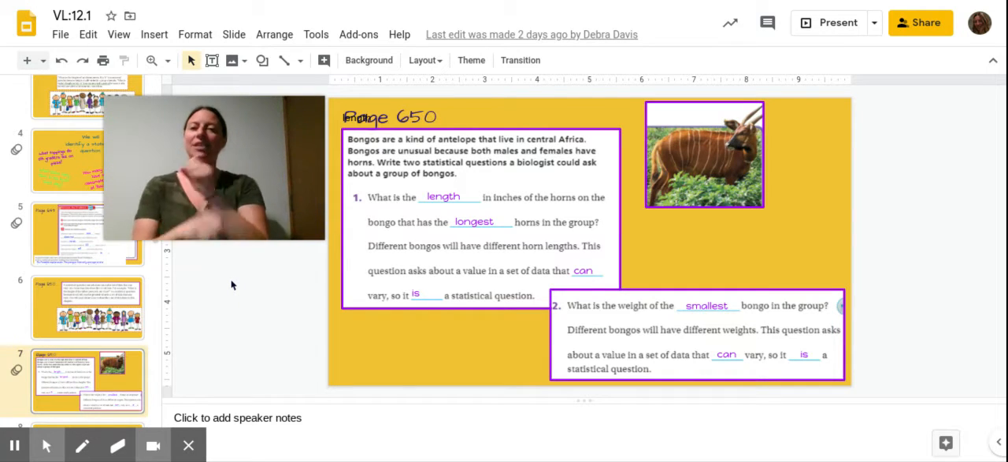A second question they could ask is, what is the weight of the smallest bongo in a group? Different bongos will have different weights. This question asks about the value in a set of data that can vary. So it is a statistical question also.